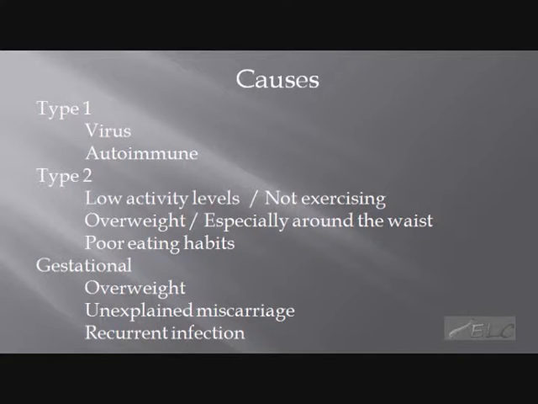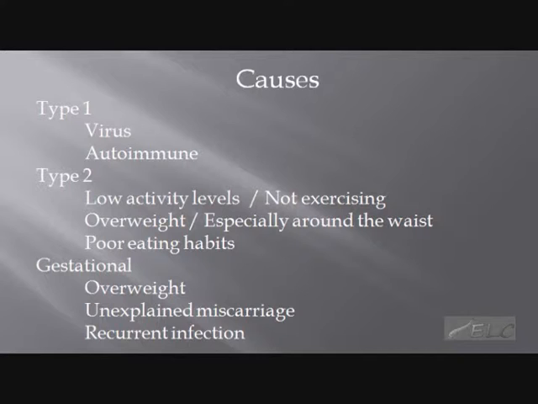With type 2 diabetes, we see it caused by low activity levels or not exercising, being overweight, especially around the waist area, and poor eating habits. Obviously, this is highly preventable. As long as we just add some activity to our daily lives and watch our eating habits and our weight, then you've extremely lowered your risk of getting it.